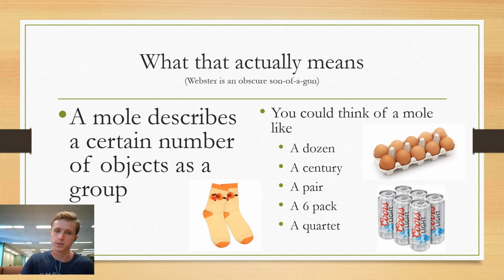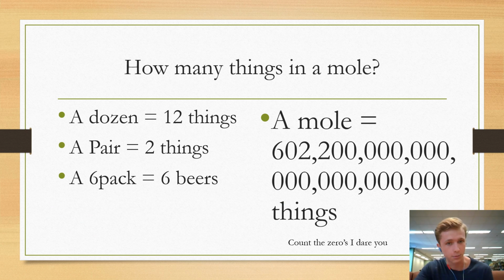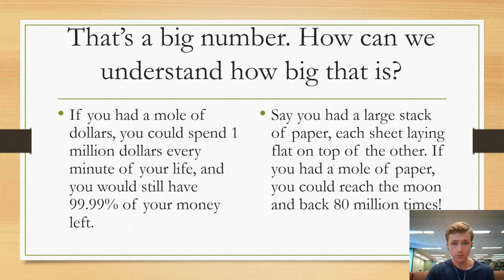Well, a mole actually describes a certain number of objects in a group, like a dozen, or a pair, or a century, or a six-pack, or a quartet. Well, how many things are in a mole? Well, a dozen has 12 things. A pair has 2 things, and a six-pack would have 6 beers. But a mole has 6 sextillion things. Now that's a big number.